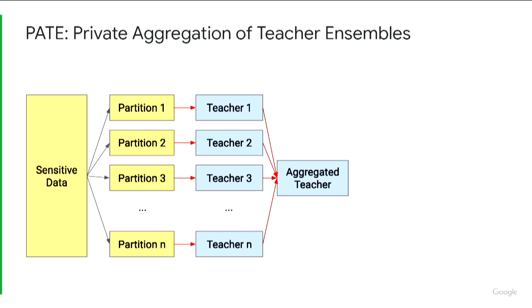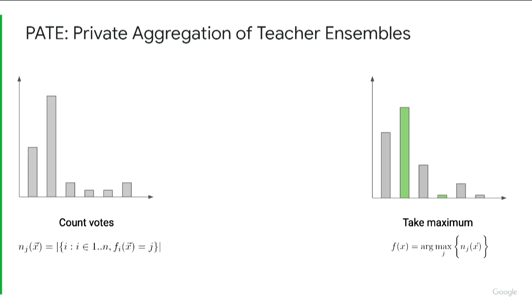And the answer is that we're going to aggregate their predictions rather than revealing the individual votes that each teacher is making. So the naive way to go about this would be to take the histogram of votes and to output the class that received the most votes. So whichever class was most often predicted by the teachers.